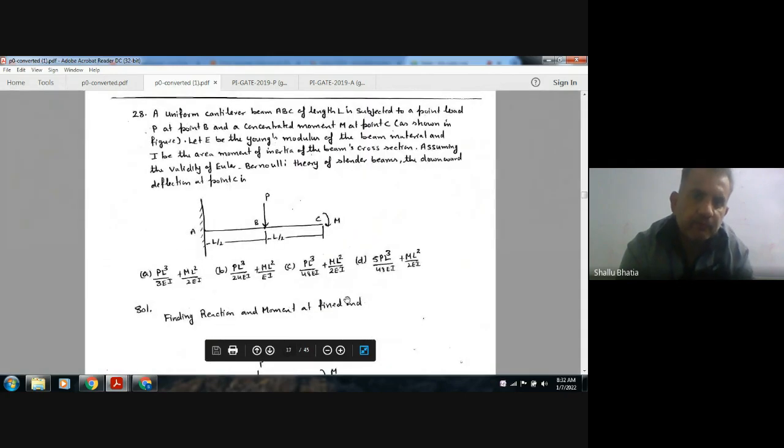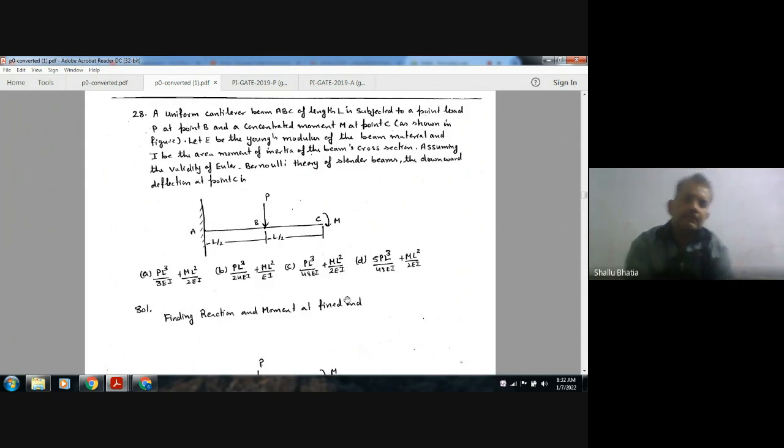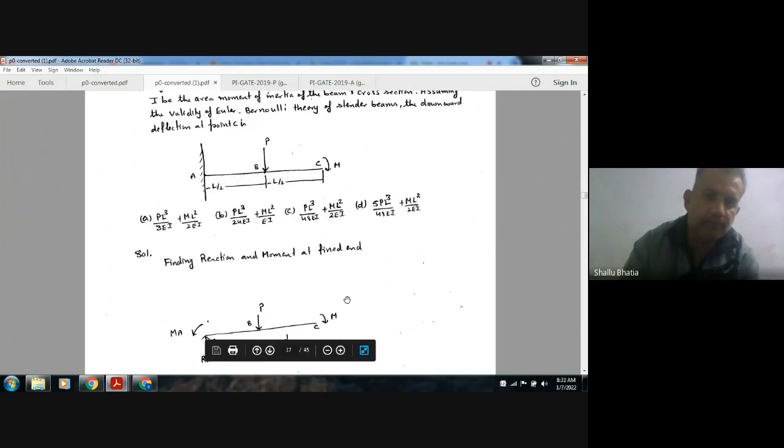Next, a uniform cantilever beam ABC of length L is subjected to a point load P at point B and a concentrated moment M at point C as shown in the figure. Let E be the Young's modulus of the beam material and I be the moment of inertia of the beam cross section. Assuming validity of Euler-Bernoulli theory of slender beam, the downward deflection at point C is, so these are the options. We'll find out the answer, then check the options.